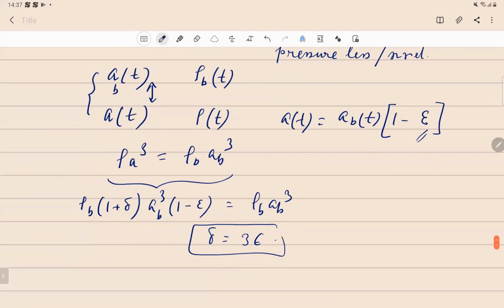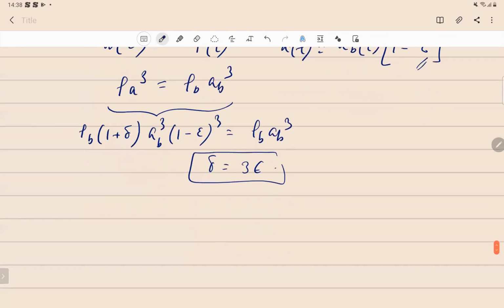That's obvious, this 3 comes from the cube. So basically what it essentially signifies is that we are now looking at the evolution of the universe with a new background, A of t, and that background is slightly different from the original background A background when your density was rho.